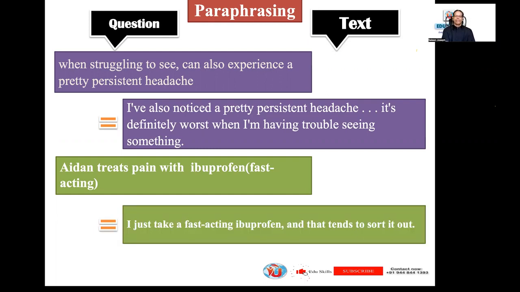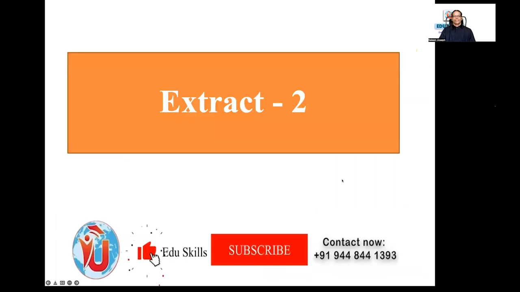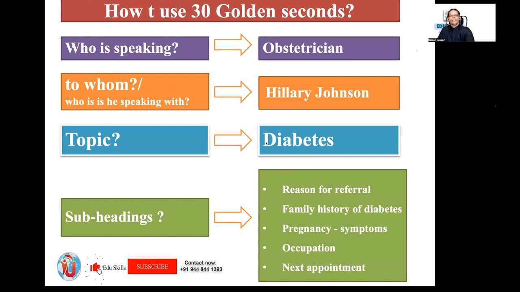And Aiden treats pain with ibuprofen and fast acting. That's the clue given in the question. And I just take a fast acting ibuprofen, and that tends to sort it out. Okay, treats, tends to sort it out is treats. So Aiden treats pain with ibuprofen. I just take a fast acting ibuprofen, and that tends to sort it out is the text, or the audio.